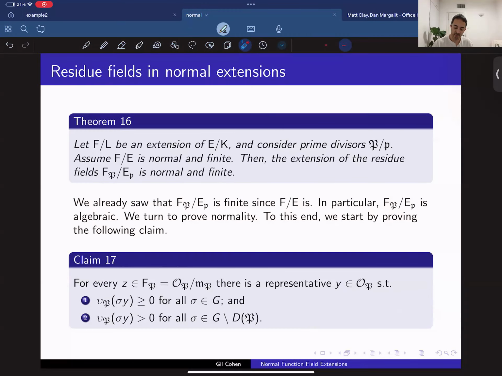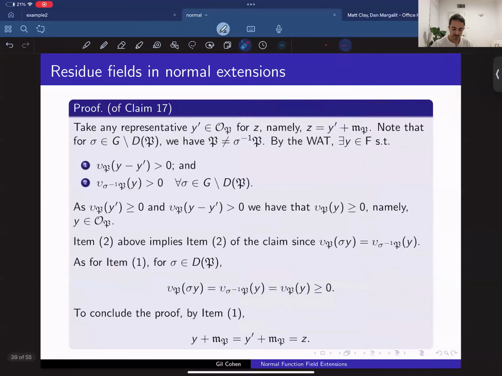Okay, so let's prove this claim. We are going to start by taking some representative y prime for Z. Namely, you know that Z is y prime plus AMP. And we are going to massage it so that it will have the requirements that we want, okay?